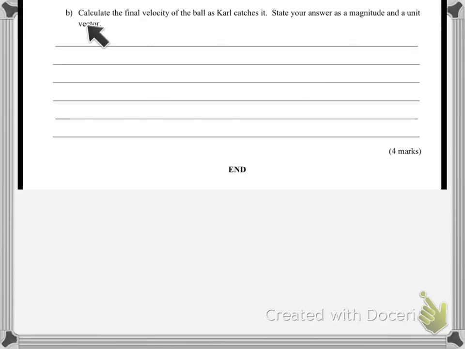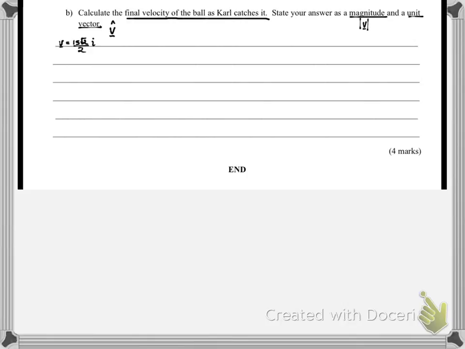Now, part B, calculate the final velocity of the ball as Carl catches it. Once you get the final velocity, we have to state your answer as a magnitude and a unit vector. So we have to think about what that is. The magnitude of a vector is the modulus of v, where the unit vector is v hat. So think back to term 1 when we started vectors. How do we work out v hat, the unit vector, and how do we work out the modulus of a vector?